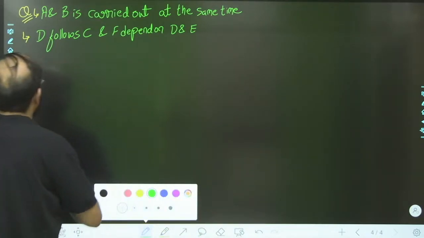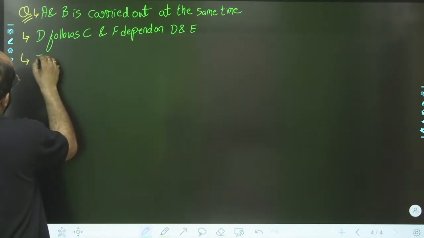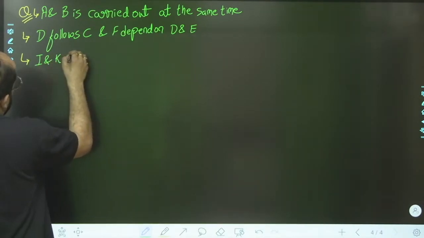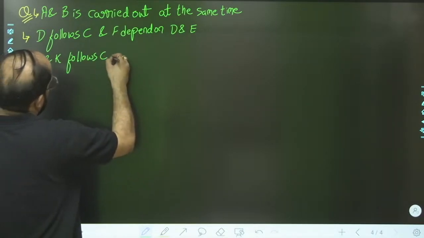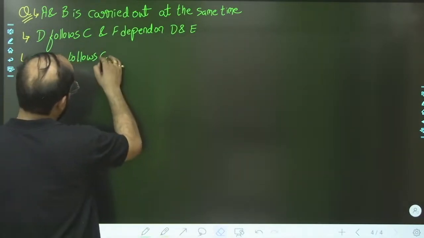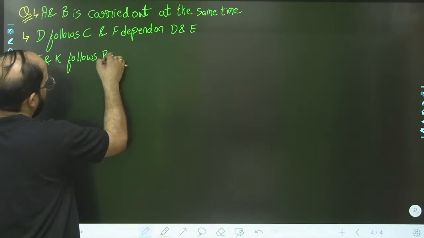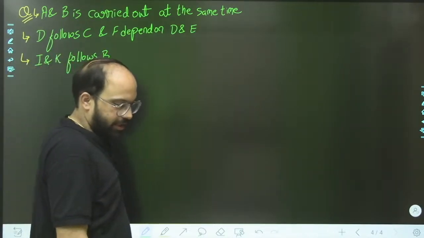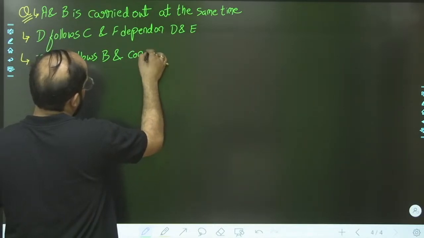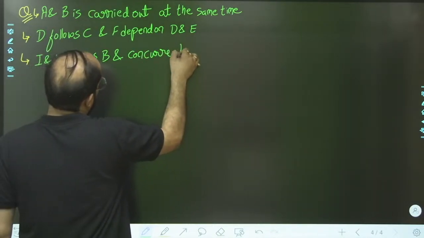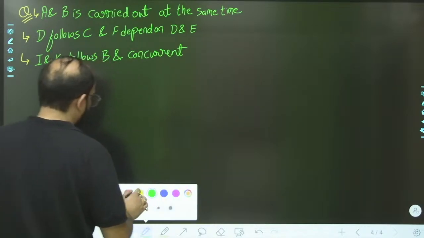Okay, so you can write that I and K follow B, and depend on and concurrent. So they are concurrent and they will follow I and K.